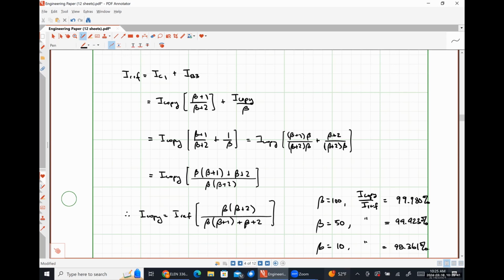So the principal advantage of using a Wilson current mirror over a simple current mirror is that it is largely independent of beta. Can be a pretty significant thing. Another reason why we might want to use a Wilson current mirror is that it actually gives us a significantly larger output resistance. Why do you think having a larger output resistance might be important?